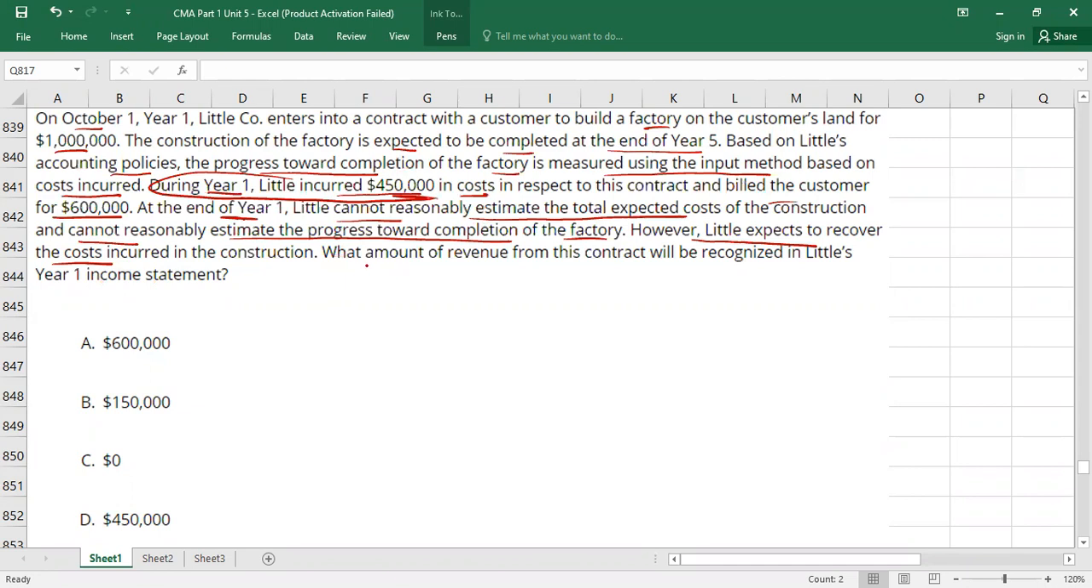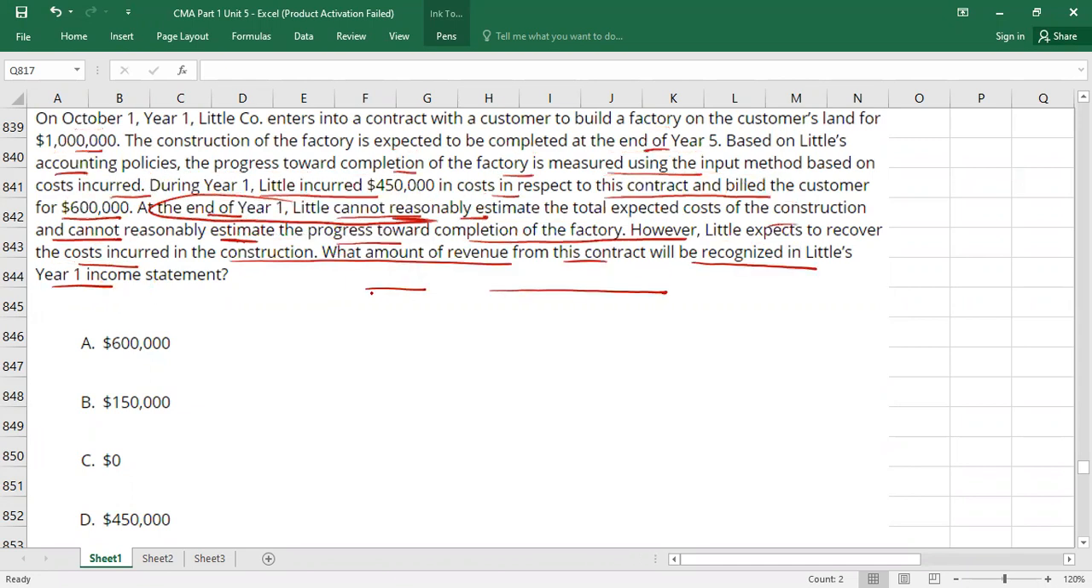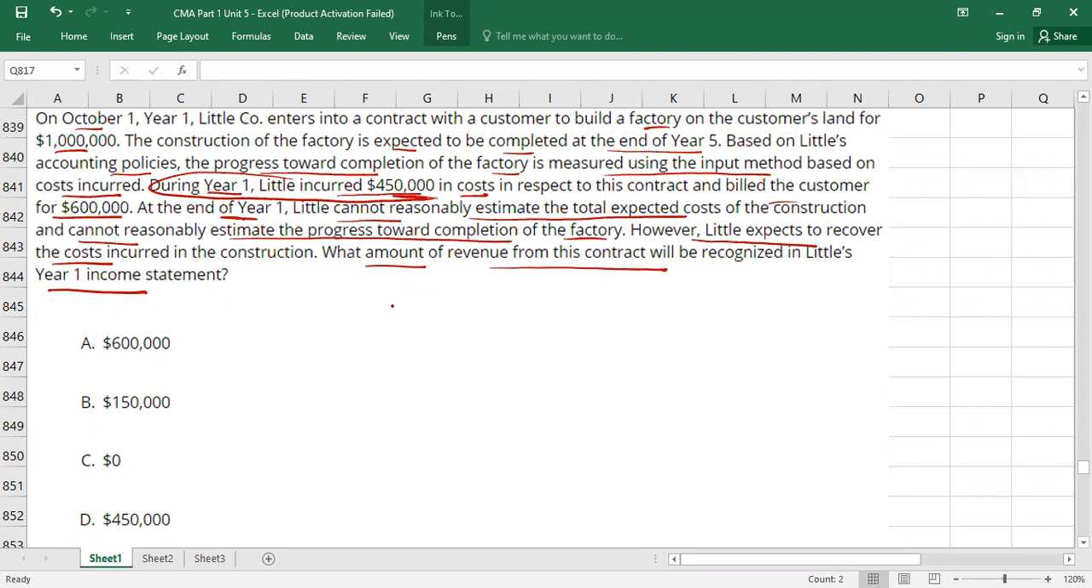And now what is the question? What amount of revenue from this contract will be recognized in the year 1 income statement? I told you, when the input method and output method are not applicable, and cost is expected to be recovered, you can apply the zero gross profit method. In the zero gross profit method, the revenue you will book is equal to the cost.